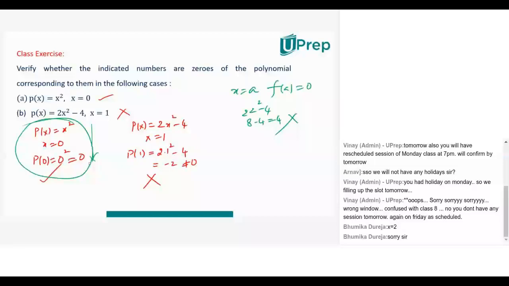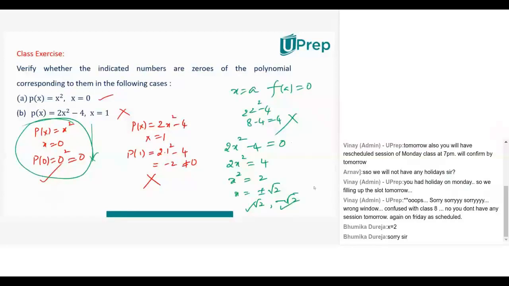Sahas, what are the zeros of 2x square minus 4? Second case. I don't think it is that difficult. 2 times x square minus 4 should finally give me 0. That means 2x square should somehow give me 4. That means x square should give me 2. Then what is the x value? Plus or minus root 2. One of the zeros is plus root 2 and the other zero is minus root 2. There are two zeros.